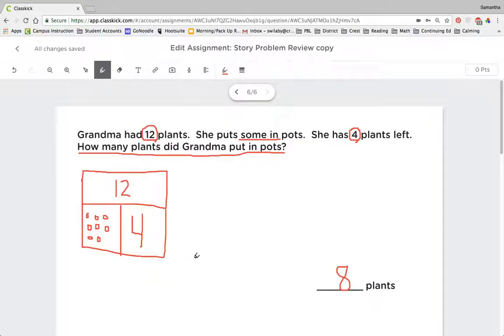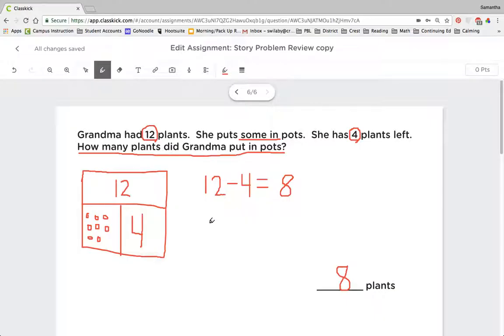Let's double check by using a different strategy. Instead of drawing circles and counting on to get to 12, I could start at 12 and subtract the part that I know. So I start at 12, counting backwards 11, 10, 9, 8. So if I subtract 12 minus 4, I get 8 as well. So there's another way that I could solve that. Both ways tell me that she put 8 in the pots.